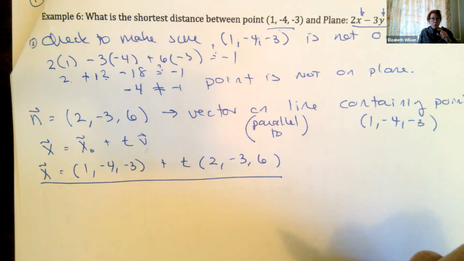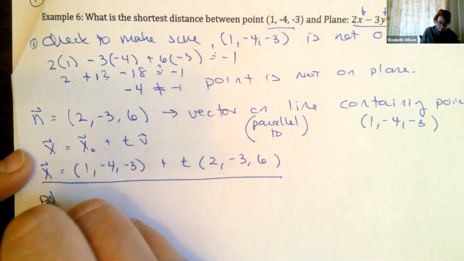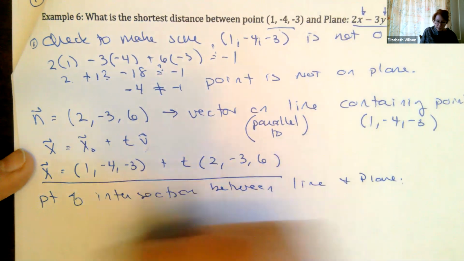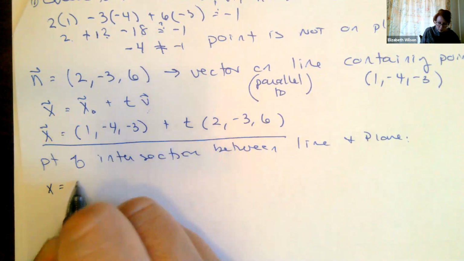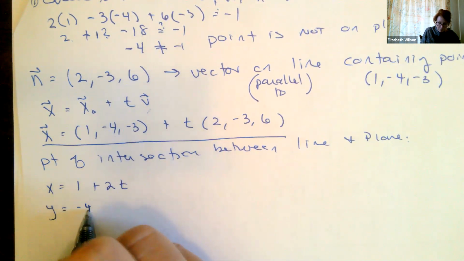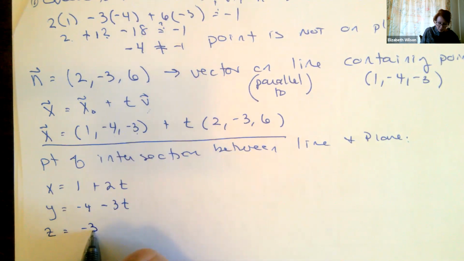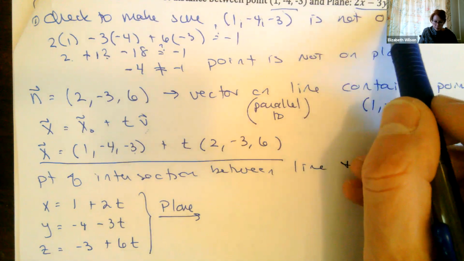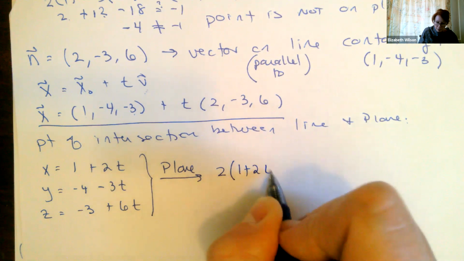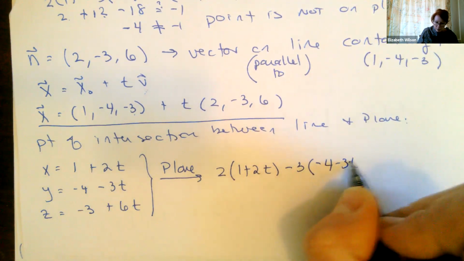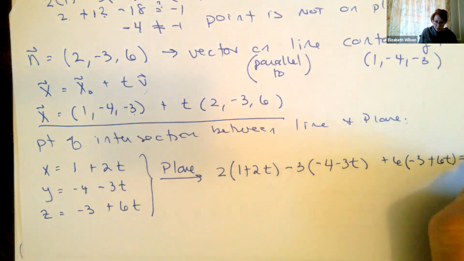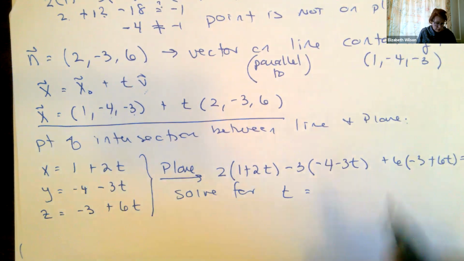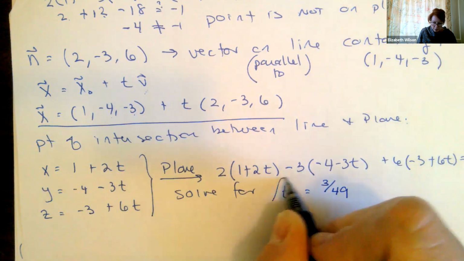Now I need to find the point of intersection between this line and the plane. We break our line up into components: x equals 1 plus 2t, y equals -4 minus 3t, z equals -3 plus 6t. And I plug that into the plane equation, 2x minus 3y plus 6z. So 2 times (1 plus 2t) minus 3 times (-4 minus 3t) plus 6 times (-3 plus 6t) equals -1. I'll save you the algebra; solving for t, I found t as 3/49. I'm going to leave it as a fraction.